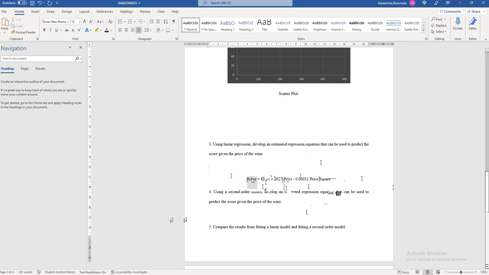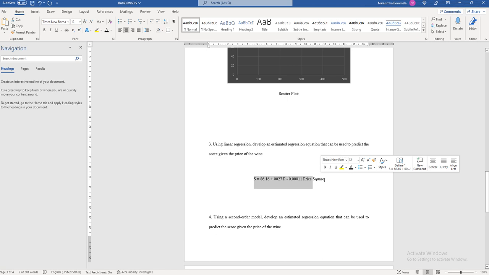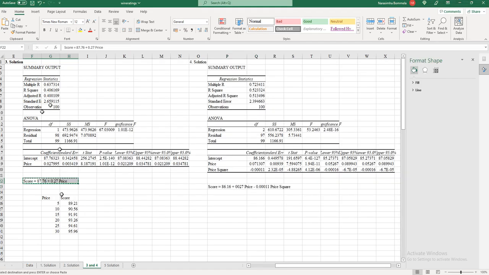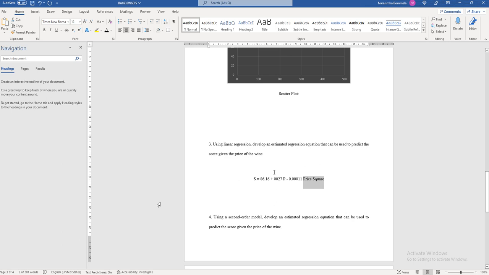P and this is second order. This is the first order one. First you have to copy this one. This is for the third solution. Sorry, I missed it. Okay, don't use this. Use this one. Third solution. This is the value. Okay, so give a basic introduction.